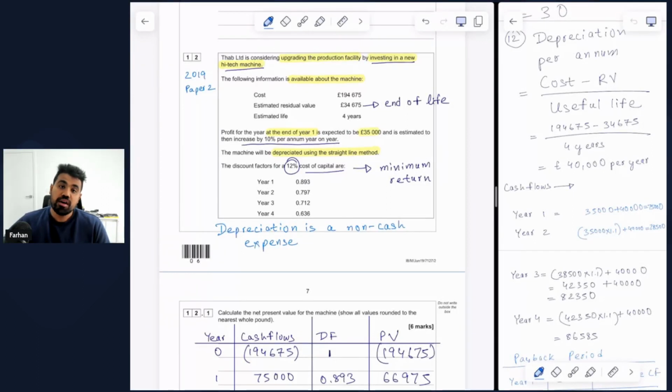My name is Farhan. In this video, you will solve question number 12 from 2019 Paper 2 Past Exam. This question requires you to find the net present value and the payback period.